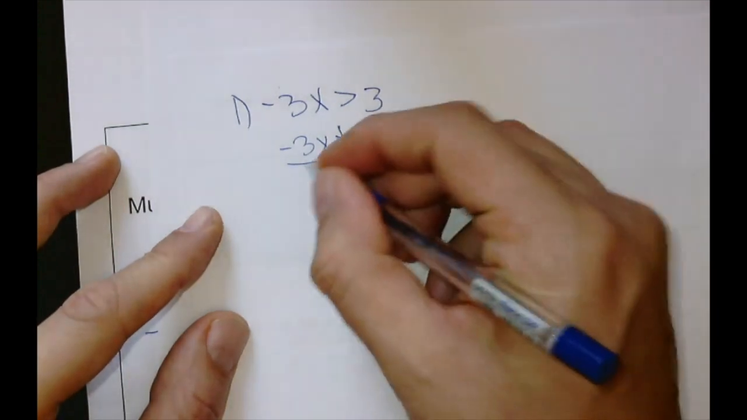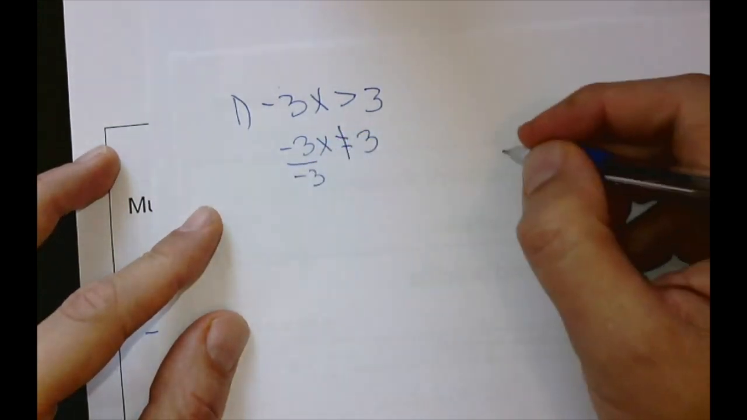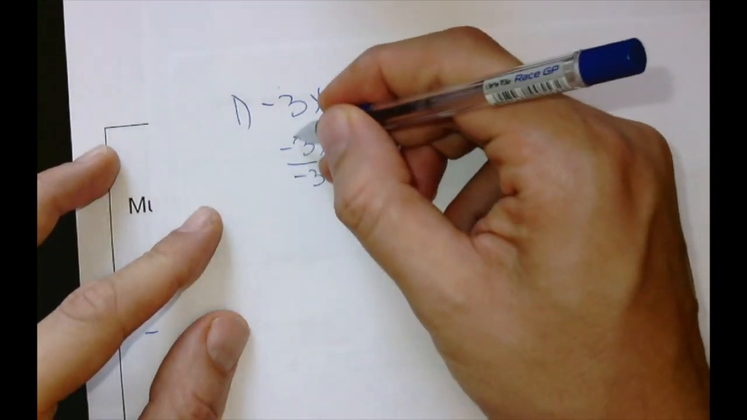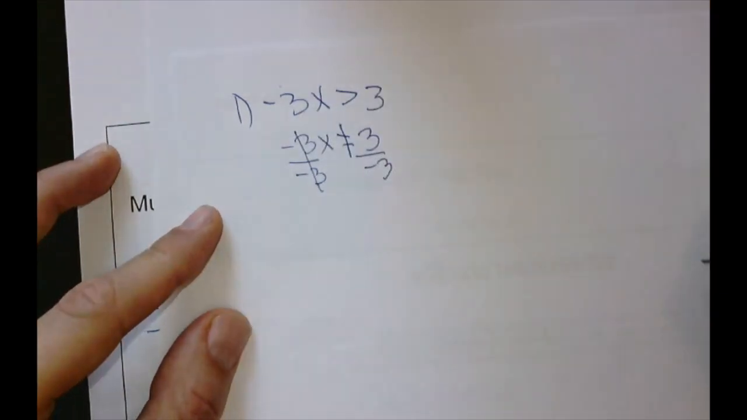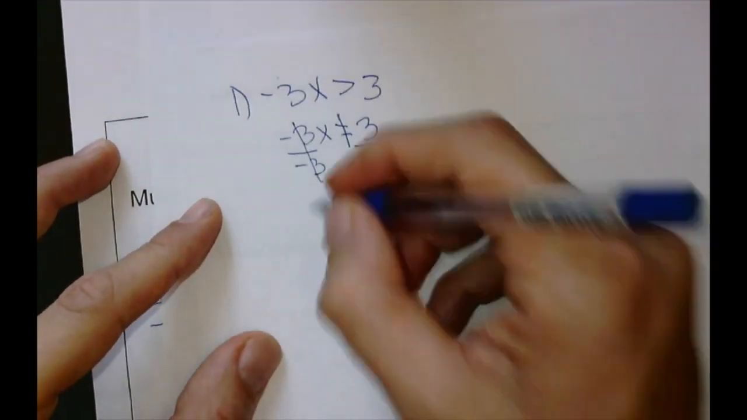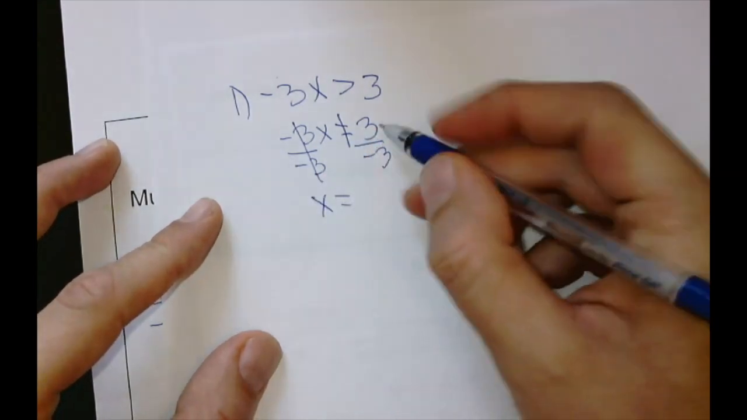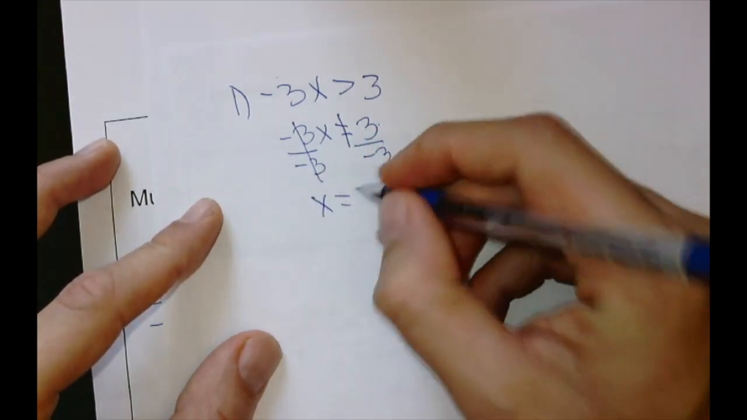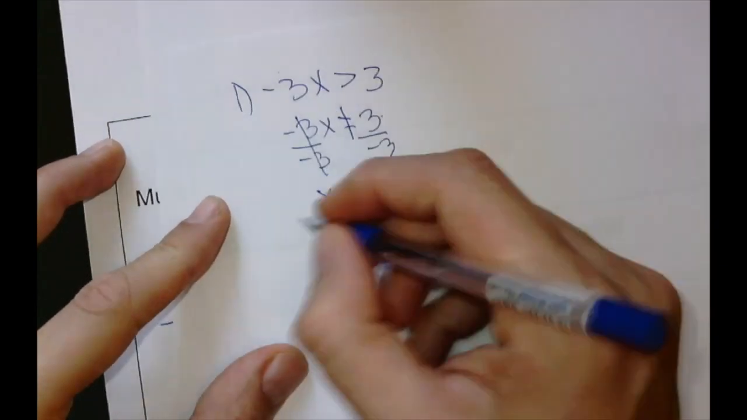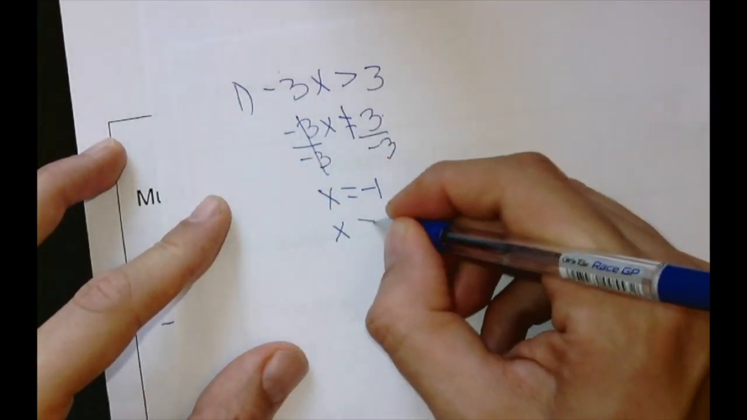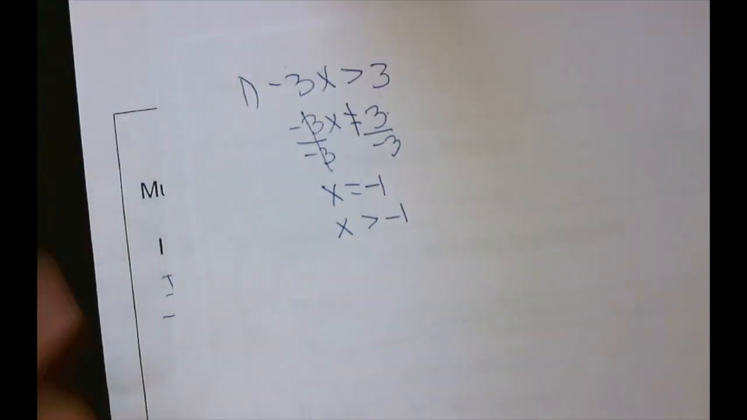Since we're multiplying, we'll divide both sides by 3. If I divide by 3 on the left side, I have to divide by 3 on the right side. The 3's cancel out, and I'm left with x. 3 divided by negative 3 is negative 1. Now I'll rewrite my inequality so it looks like that.